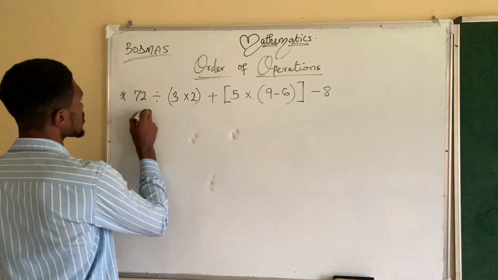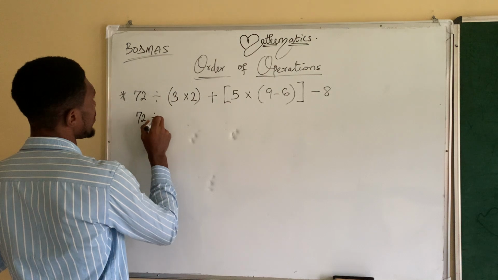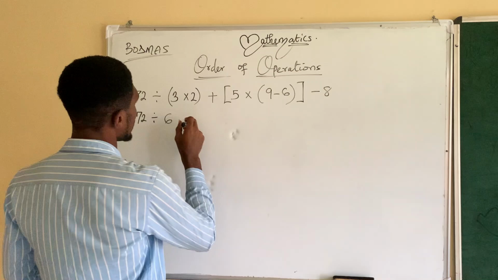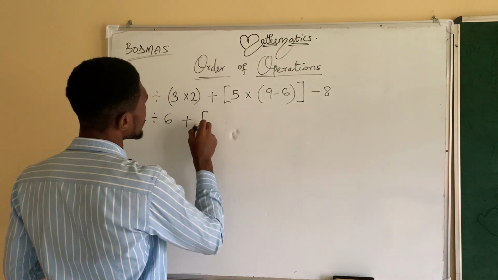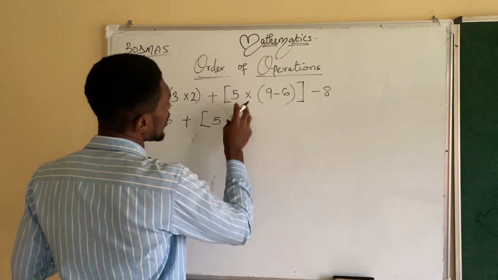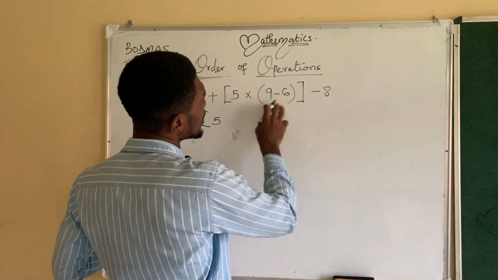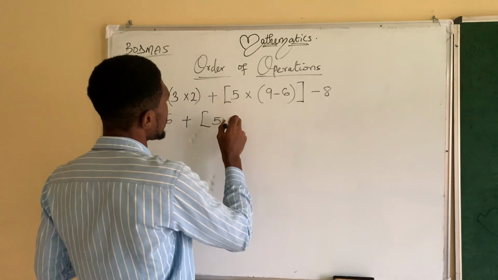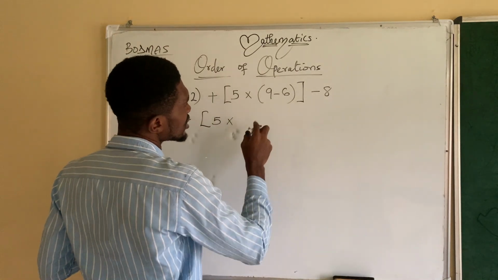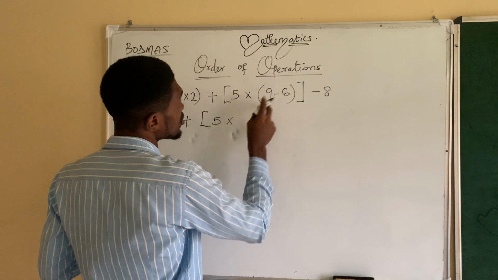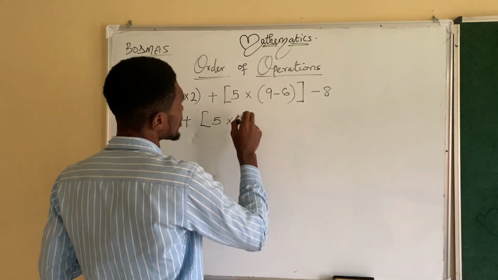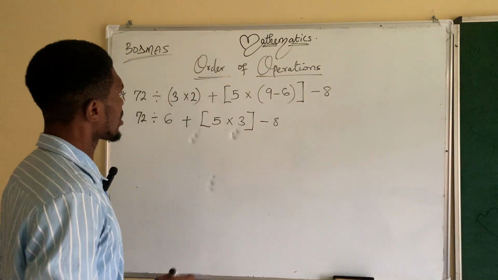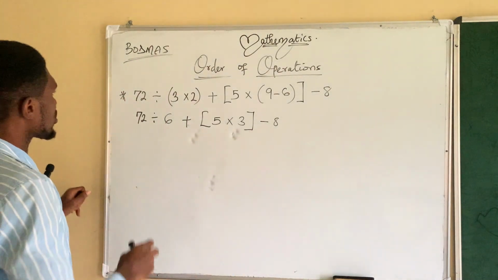So we'll solve any part that has to do with brackets first. So we have 72 divided by 3 times 2 is what? 6. So you're done with this bracket, plus, then we have 5. Now in this one, we deal with the first one, the innermost bracket. So our 5 times 9 minus 3 is what? No, sorry, 9 minus 6 is what? 3. Then we have minus 8. We're not done with brackets, but let's continue.